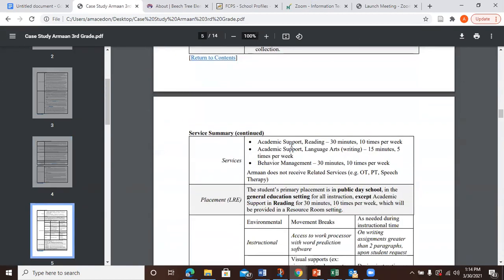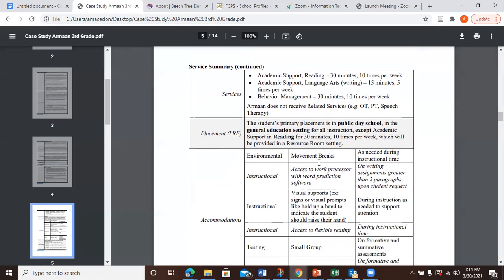With his services, we know that he's receiving reading support for 30 minutes, 10 times a week. If we split this up, the student's actually receiving 60 minutes per day of reading support, 5 days a week. He's receiving 15 minutes per day of writing support every day. And he's receiving 60 minutes of behavior management 5 days a week. Do you understand that? Because this is 30, but this is 10 times per week. If we divide that up into 5 days, we know that he's receiving 60 minutes.